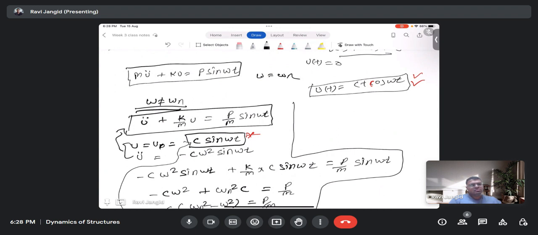u of t equal to minus half into p naught by k into omega n t cos omega n t minus sin omega n t. It is there. It's already derived, the same thing. So in the content it is derived with the L'Hospital rule.